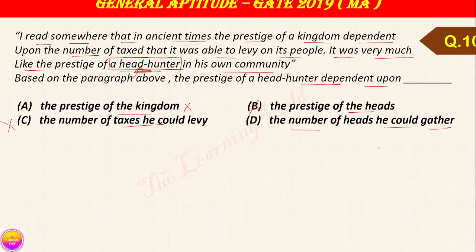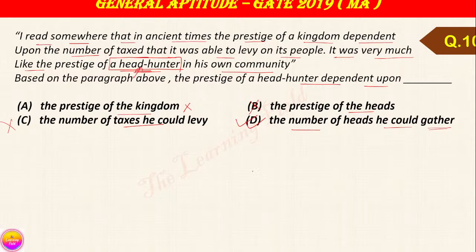Gather means acquire, you can say. Okay, so one person who acquires a greater number of heads, the prestige of the person, or the honor, you can say, of this person in his own community or in the locality is very high. Okay, the prestige of the person is very high in his own community, you can say like this. Okay, so the correct option is option D here.